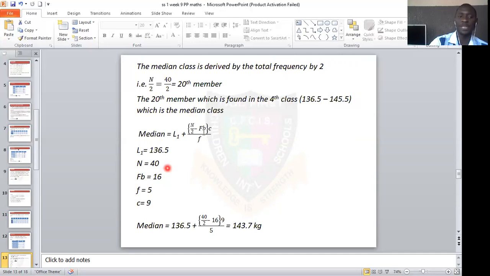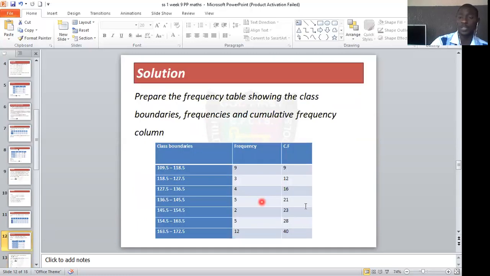FB is the cumulative frequency before the median class. This is the median class. The cumulative frequency of the median class is 21. The cumulative frequency before the median class, FB, is 16.